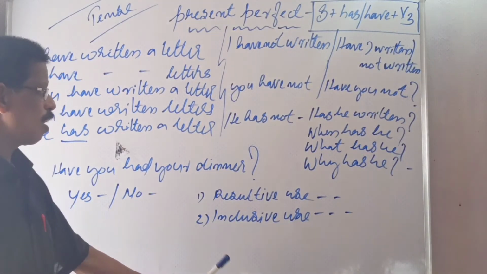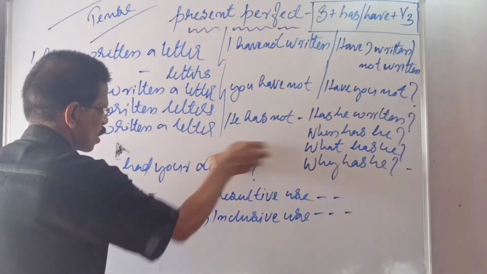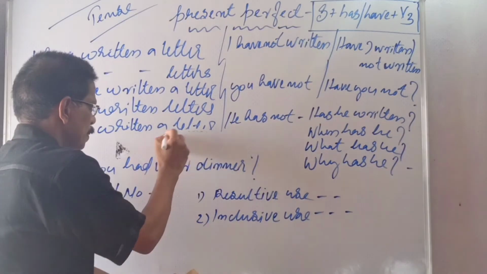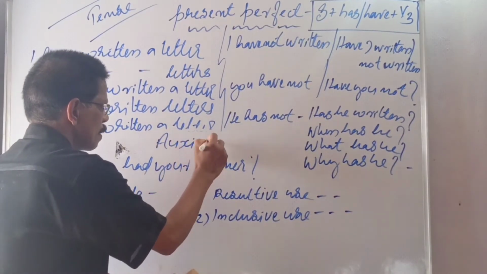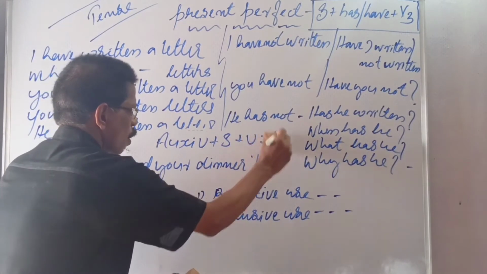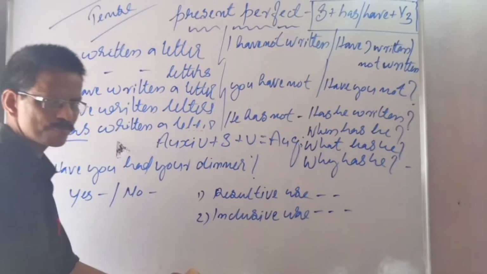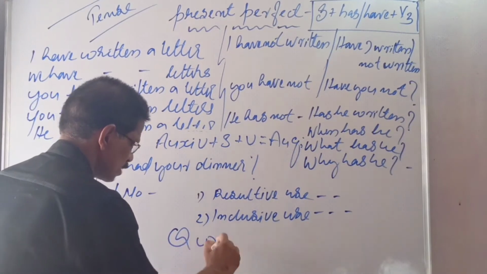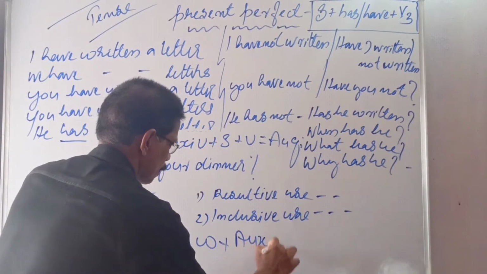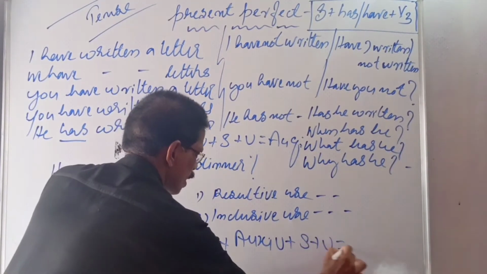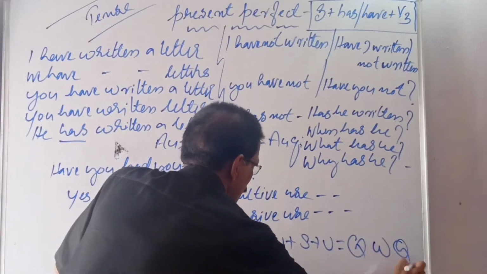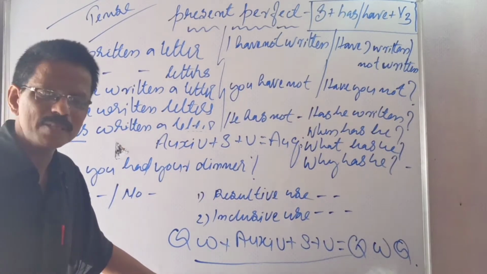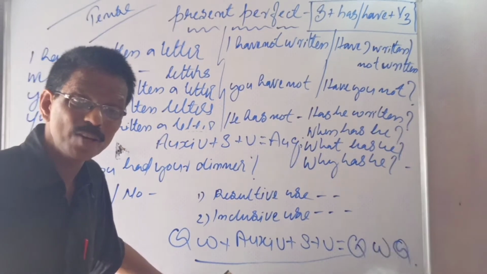Remember the structure. Auxiliary verb plus subject plus verb is an auxiliary question. Don't forget, I told several times, still I repeat. Auxiliary verb plus S plus V is equal to what? An auxiliary question. Whereas question word plus auxiliary verb plus S plus V is equal to what? A question word question. Don't forget this.